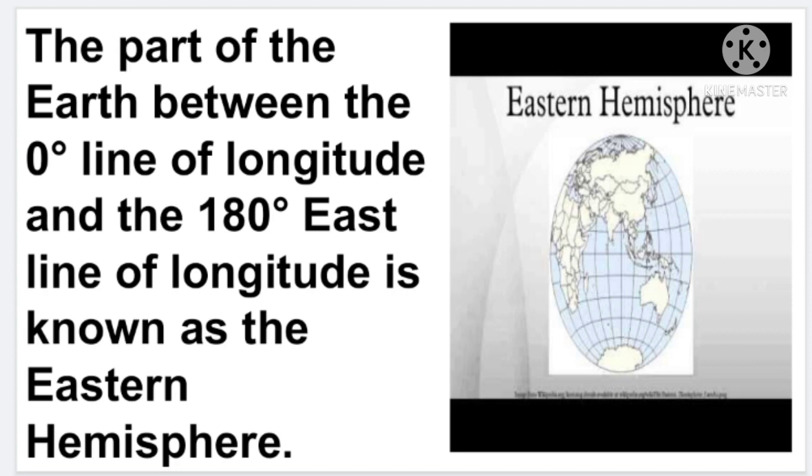Eastern hemisphere is nothing but the part of the earth between the 0 degree line of longitude and the 180 degree east line of longitude. That is called the eastern hemisphere.